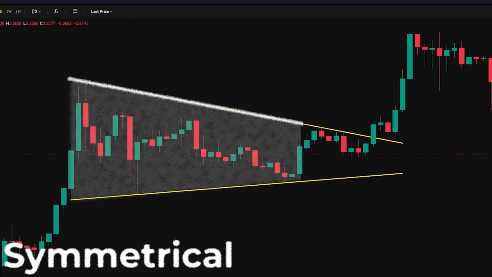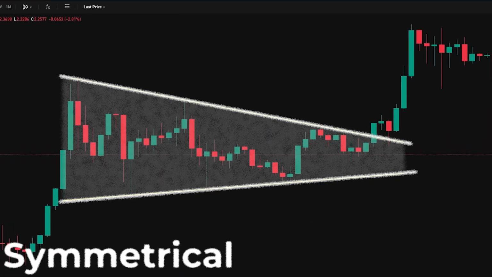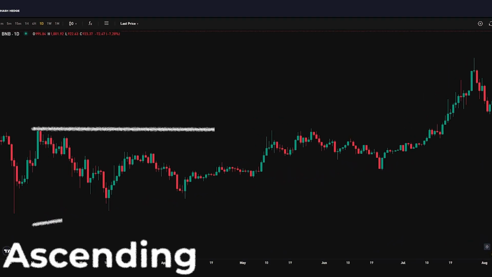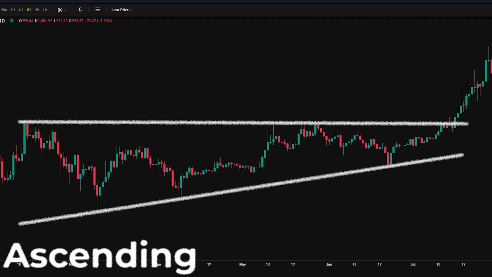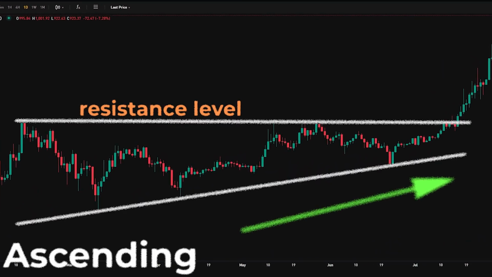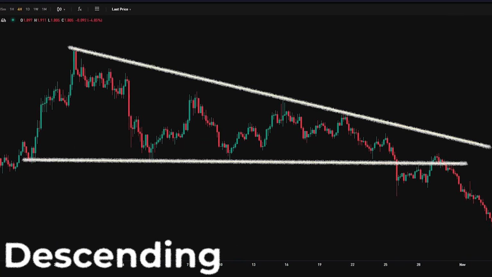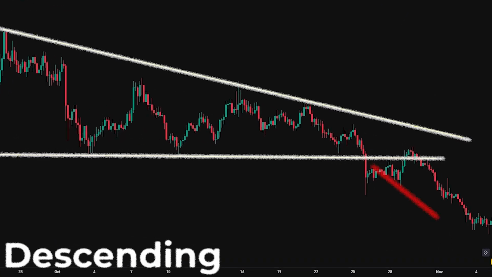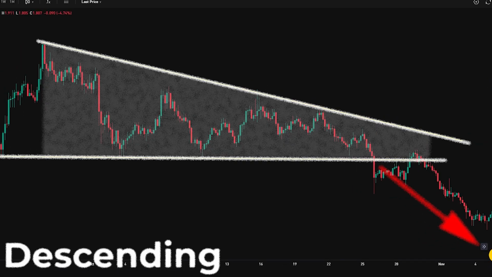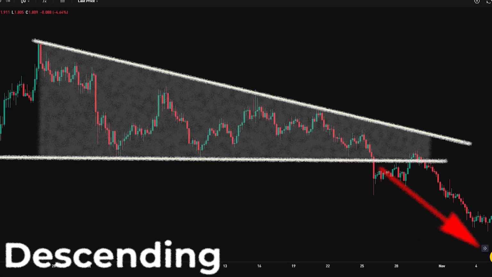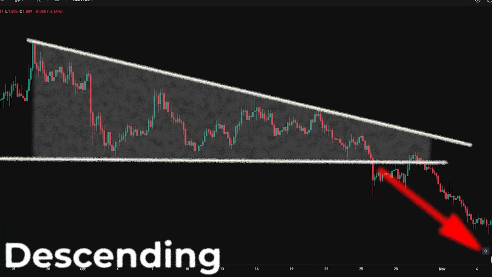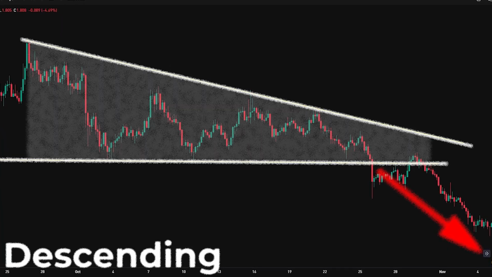Triangles come in three types. Symmetrical, when the lines converge evenly, with no slope. Price in consolidation. Ascending, the lower line rises, the upper is horizontal, acting as resistance, and often continues upward. Descending, the upper line falls, the lower is horizontal, acting as support, and usually breaks downward. The main rule: a triangle is two lines converging at an apex. Price can't compress forever, it will break one side. Most often, it breaks in the direction of the current trend, but not always.